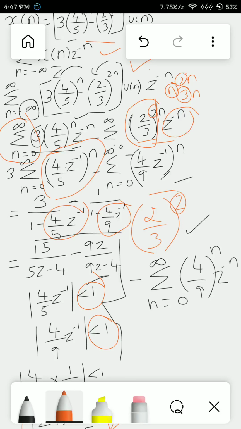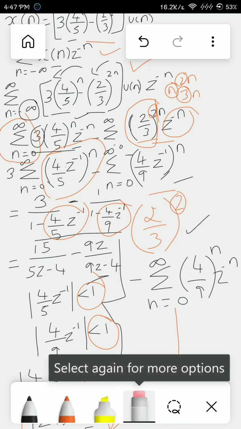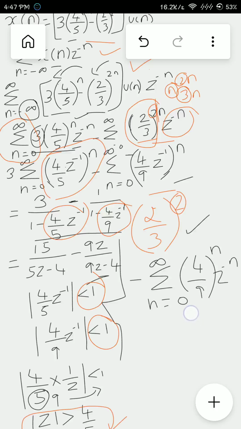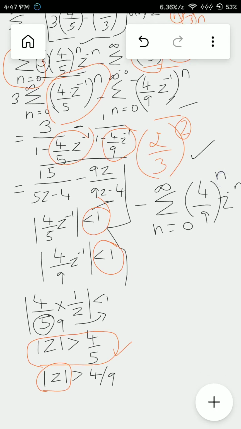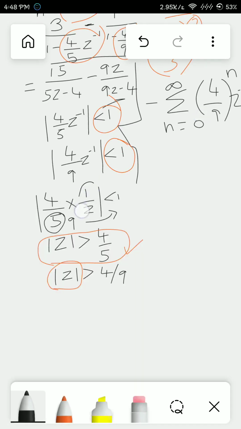Now when you simplify this further, what are you going to get? For z inverse, you are going to take it as 1 by z, and then for this 1 by z, you can write it as z modulus. If you do the process, for the first one, z modulus is greater than 4 by 5, and for the second, z modulus is greater than 4 by 9, and I can see that my ROC is z modulus greater than 4 by 5. So I guess you got how to do it, and we are also going to do one more problem in the next session, and thank you.